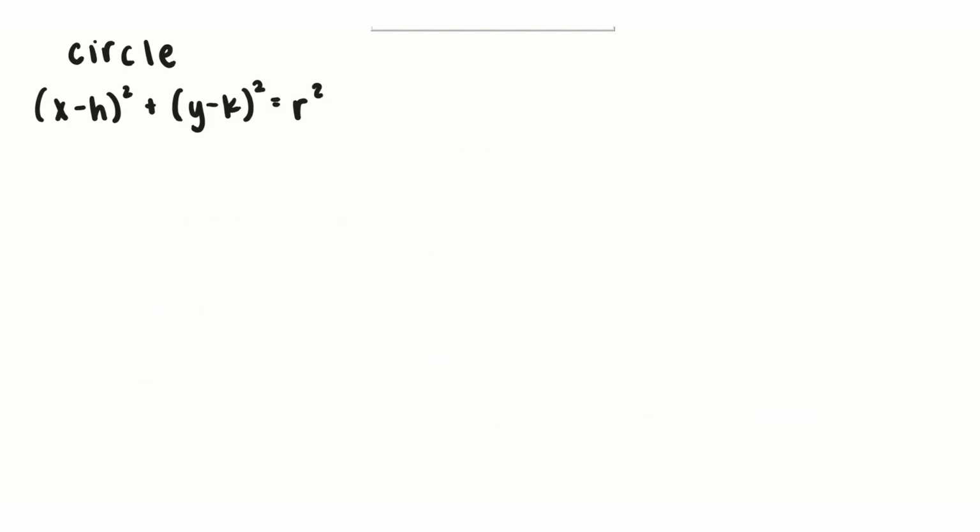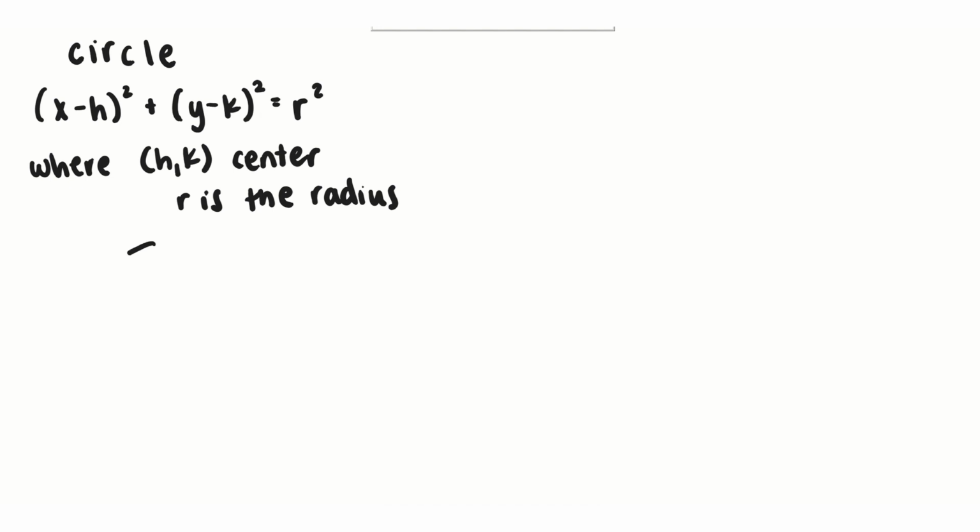Remember that for a circle, the equation is (x - h)^2 + (y - k)^2 = r^2, and this is where (h, k) is the center, and r is the radius. So in a circle, we have the center right in the middle, and then the radius is the same length from the center to any endpoint across. So this would be the radius as well.